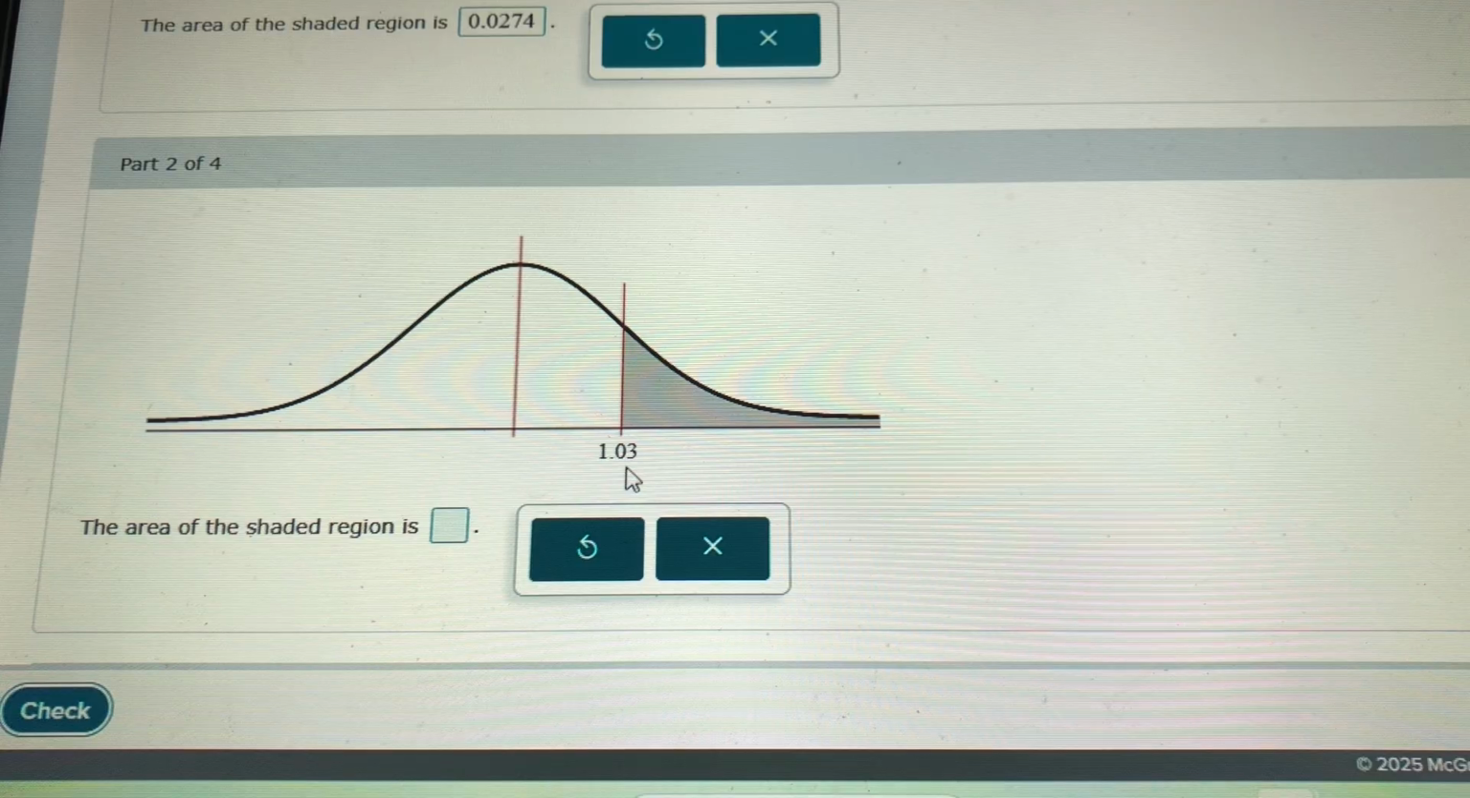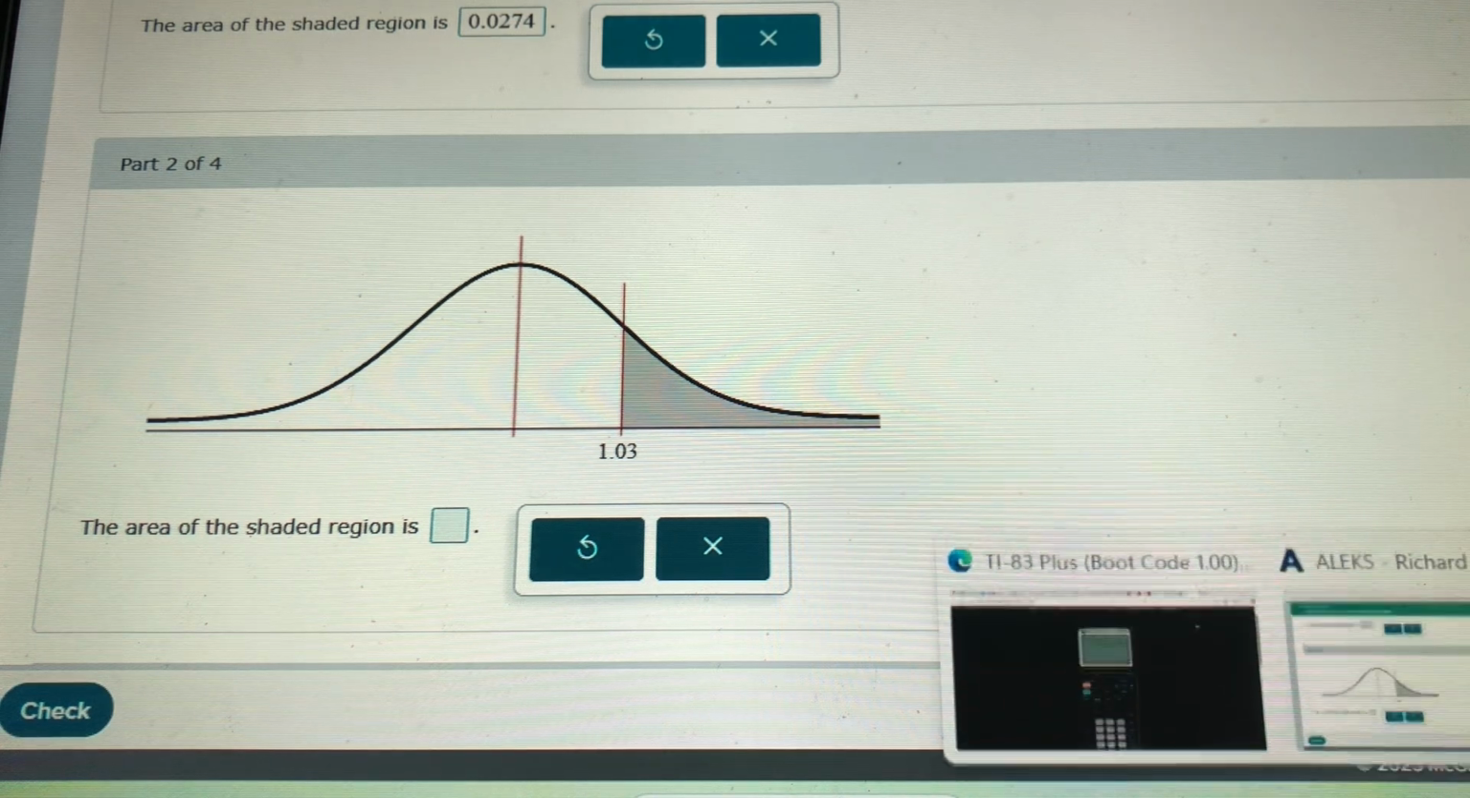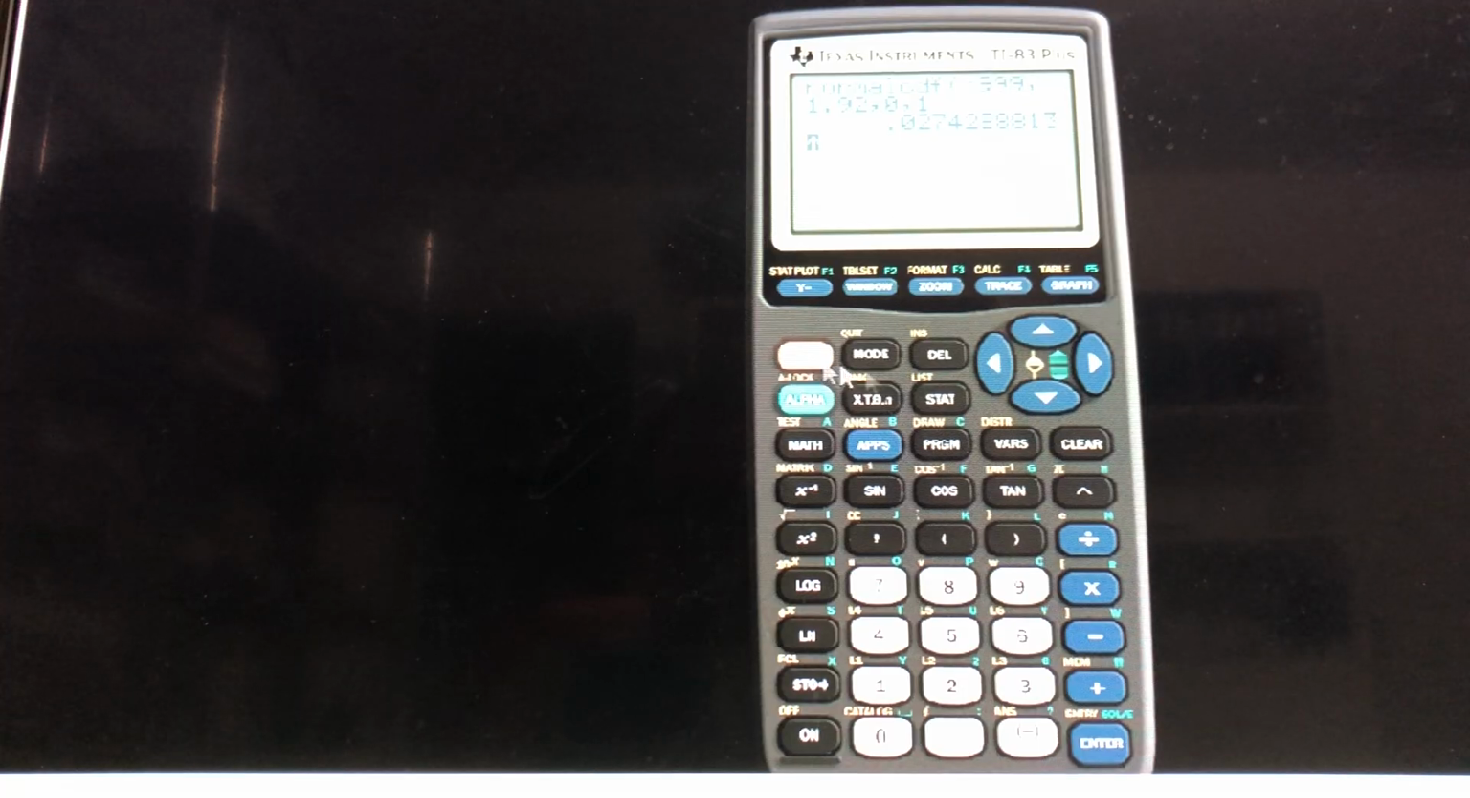So the only difference here is I'm going to do 1.03 as the lower number, and positive infinity will be the upper number. So I'm going from 1.03 up to infinity. Second vars, normal CDF. 1.03 goes first, 999 goes second, 0 is third, and 1 is last. Whether you're a typer or a paster, that's the order you put them in. And the answer is 1515.